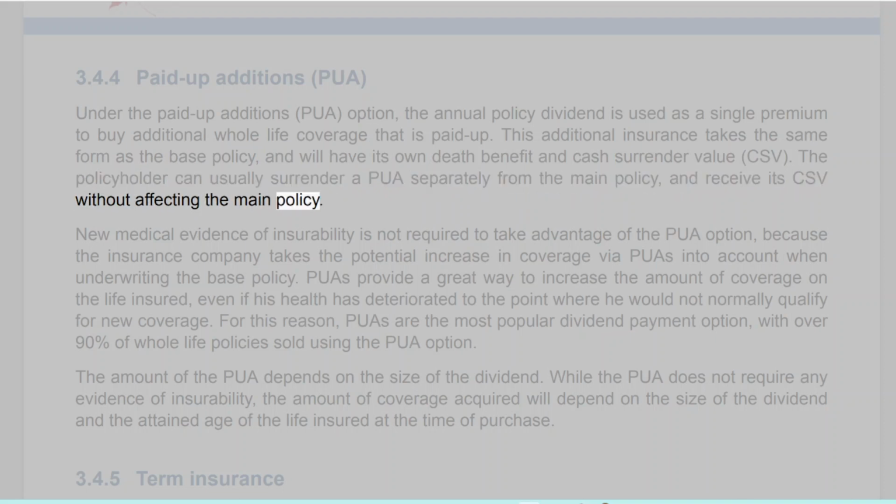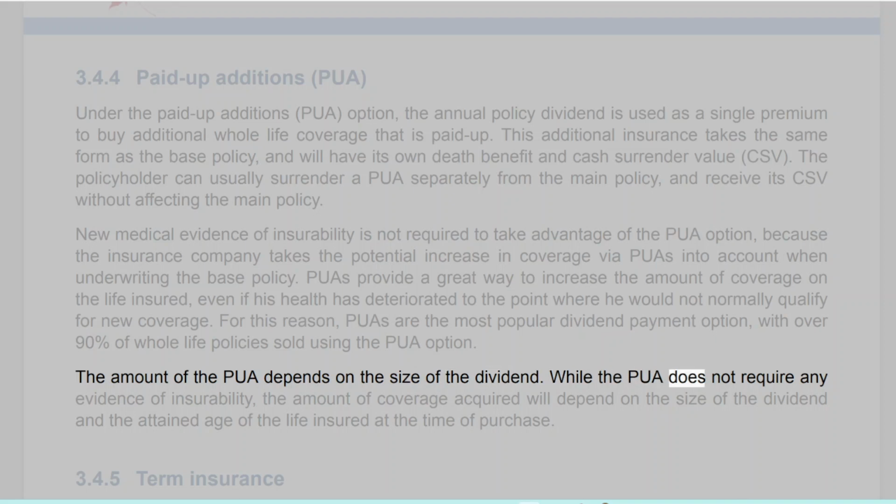affecting the main policy. New medical evidence of insurability is not required to take advantage of the PUA option, because the insurance company takes the potential increase in coverage via PUAs into account when underwriting the base policy. PUAs provide a great way to increase the amount of coverage on the life insured, even if his health has deteriorated to the point where he would not normally qualify for new coverage. For this reason, PUAs are the most popular dividend payment option, with over 90% of whole life policies sold using the PUA option. The amount of the PUA depends on the size of the dividend.